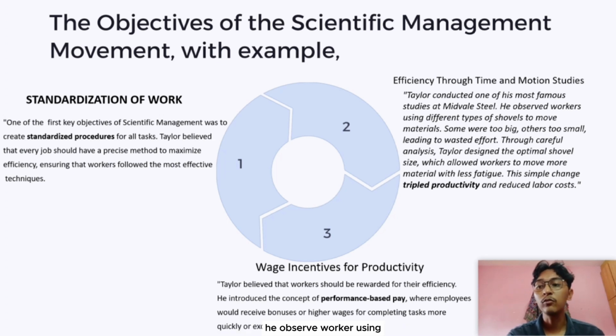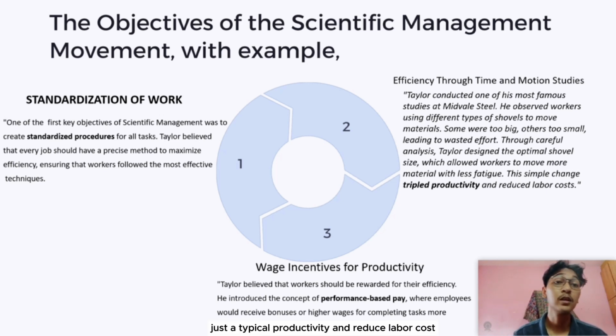He observed workers using different types of shovels to move material. Some were too big while others were too small. Through careful analysis, Taylor designed the optimal shovel size, which allowed workers to move more material in less time. This simple change tripled productivity and reduced labor costs.